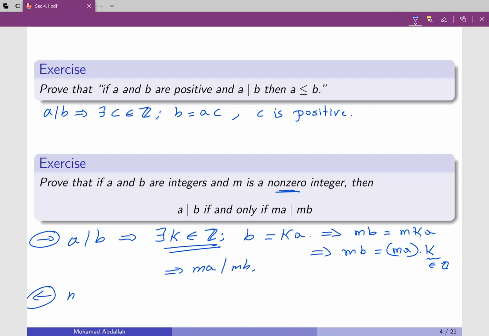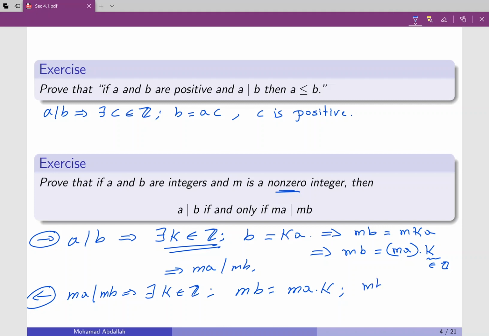Then I have to do the other direction. Starting with ma divides mb, that means there exists an integer k in Z such that m multiplied by b is equal to ma multiplied by k. Now my goal is to get a divides b, so I want to get b equal a times something. Can I divide by m? Well, yes, because m is non-zero. You can divide by any number as long as you know that the number is not equal to 0.